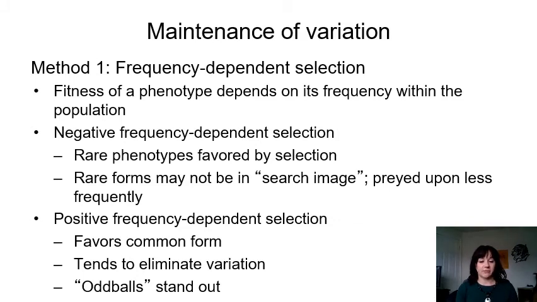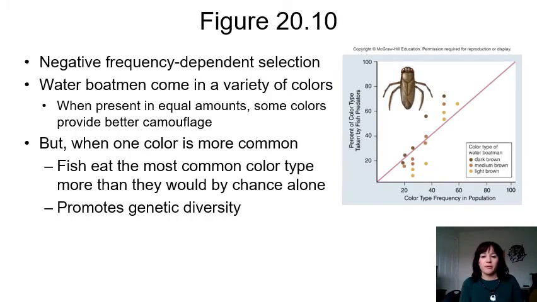The other example we talked about, positive frequency dependent selection. In this case, whatever is most common is the trait that is most advantageous. Right? So in this case, the oddballs stand out and they're more likely to get eliminated. So let's look at some examples of these. Here we have an example of negative frequency dependent selection. Right? So in this case, we said having a rare phenotype is beneficial.